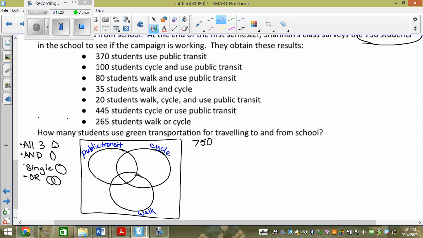Okay. So where did I say we have to start? In the very, very middle, in the all three. Did they give it to us? Yes. How many are there? 20. So check mark 20.